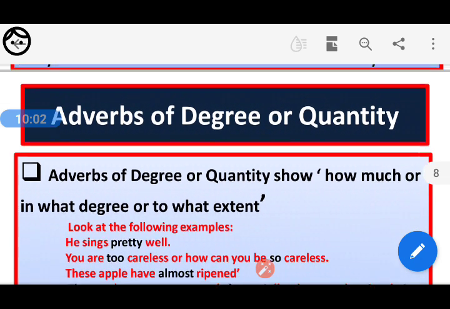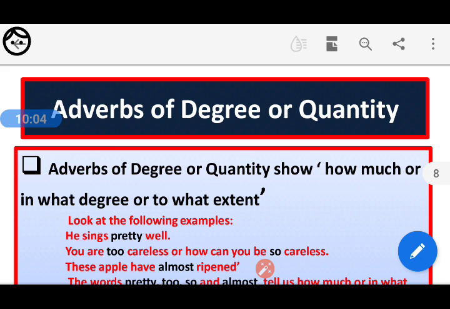Now, adverbs of degree or quantity. Adverbs of degree or quantity show how much or in what degree or to what extent something happened. Look at the following examples. He sings pretty well. How does he sing? How much? She sings well, pretty well.